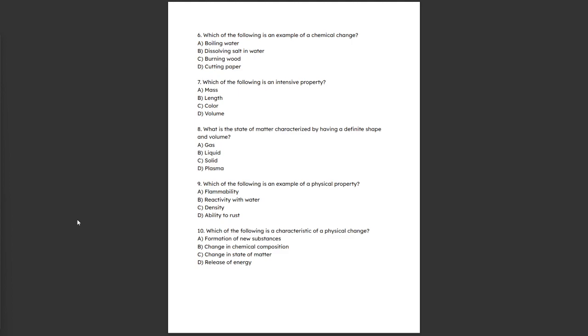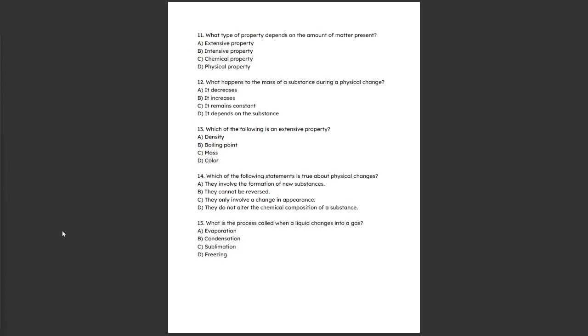And release of energy. Releasing of energy, we'll go more into when we discuss endothermic and exothermic reactions, which is way later. But things to do with energy often have to do with chemical reactions. Not always, though. But we should know immediately change in state of matter is a physical change.